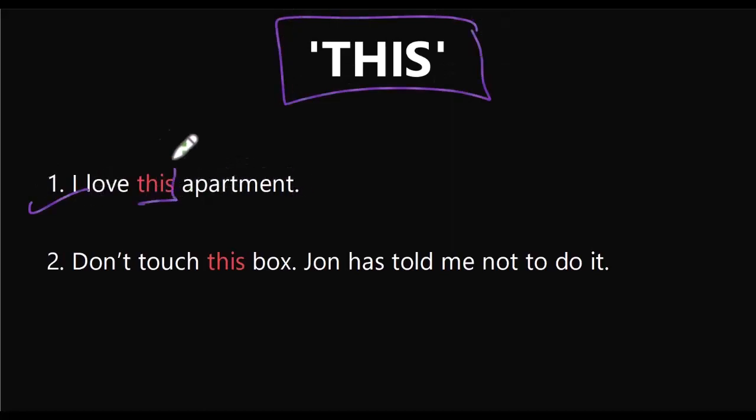Which apartment? This apartment. You're referring to a noun which is one in number, close to the speaker in terms of space. Don't touch this box. John has told me not to do. Don't touch what? This box. Which box? This. The speaker is pointing at a box, which is one in number, close to where the speaker is.